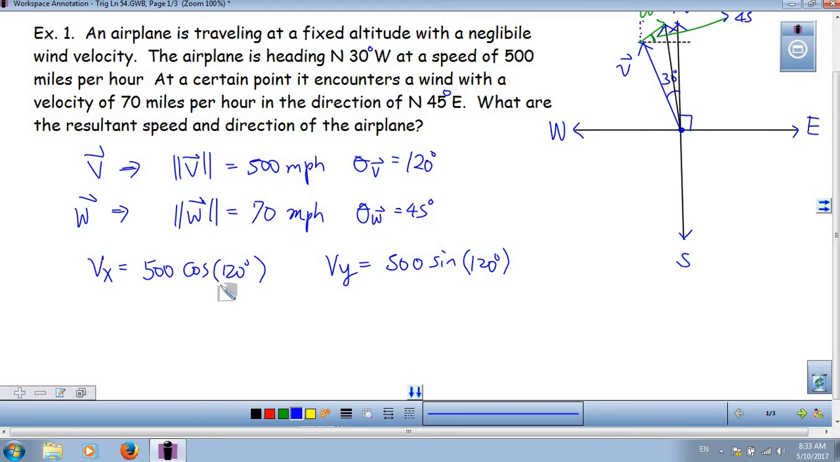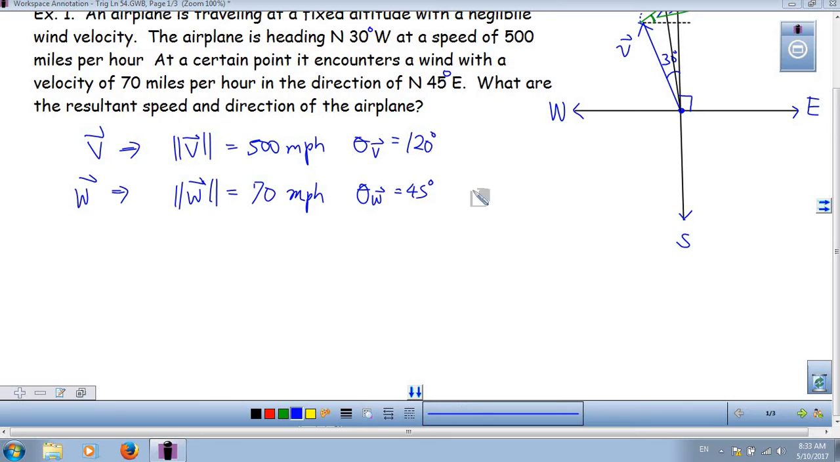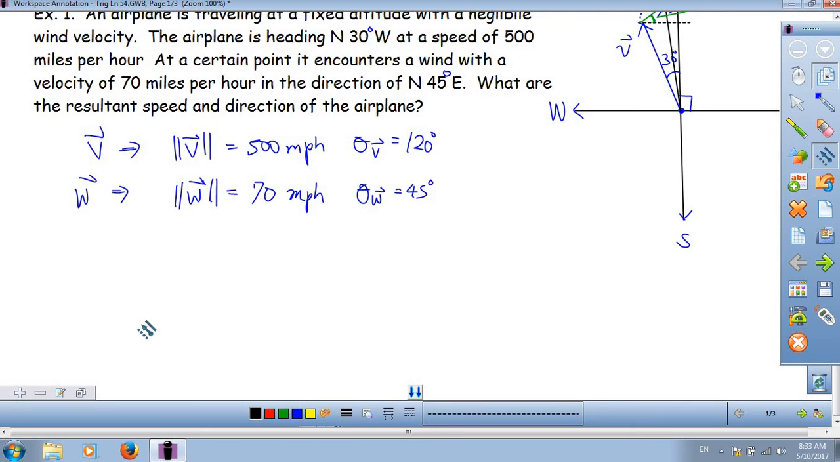I believe I have shown you that before, but let me draw another diagram to show you before we go on. Let me erase this very quickly, just in case I did not show you clearly. I'm going to draw V separately for a moment. V looks like this: north 30 degrees west. This is my V. This is 30 degrees, and altogether this is 120 degrees.